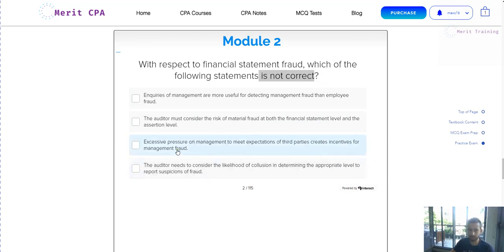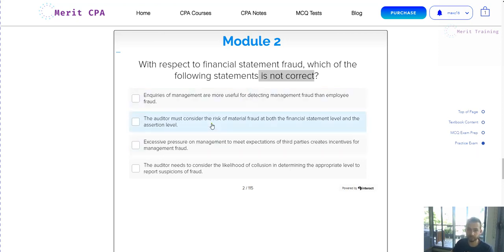What else? C, the excessive pressure on management to meet expectations of third parties creates incentives for management fraud. That's correct as well. We discussed that when we went through fraud in the core content. And then D, the auditor needs to consider the likelihood of collusion and determine the appropriate level of report suspicions of fraud, which is also correct, and the reason why we need to go outside of the organization sometimes to get an independent view, just in case the information we're relying on from internal management is false, or potentially they're colluding with someone else in the organization, and therefore we can't rely on either of them or cross-reference what they're saying, so we need to go outside the organization.